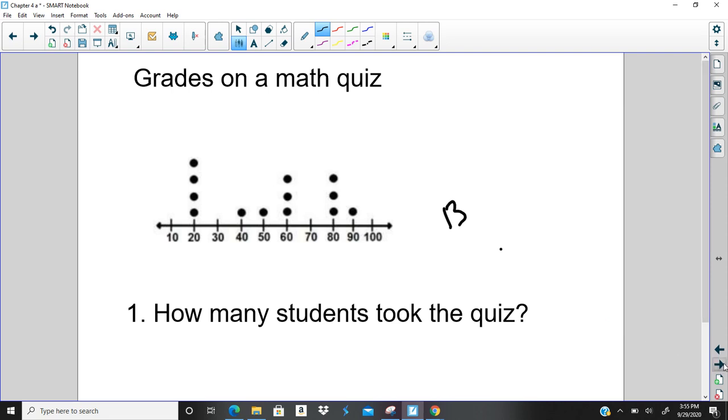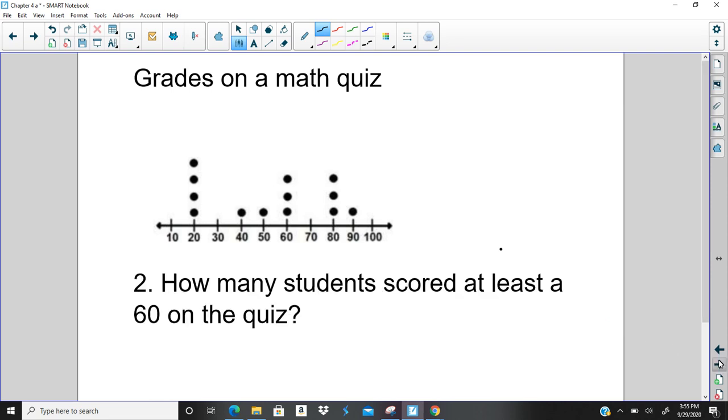Let's see the next question. Next question, how many students scored at least a 60 on the quiz? So we're looking for 60 at least or better. So we have 1, 2, 3, 4, 5, 6, 7.